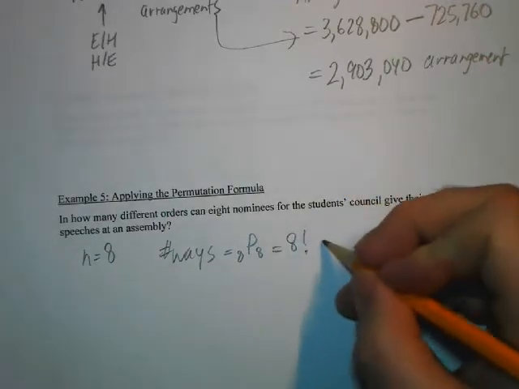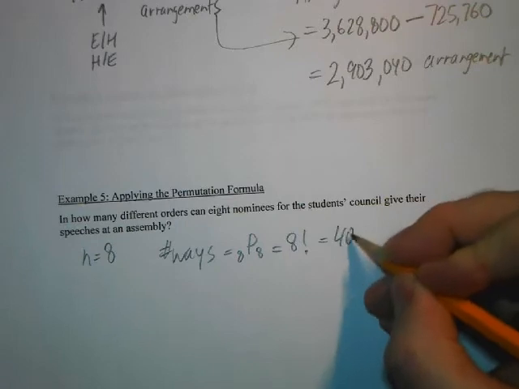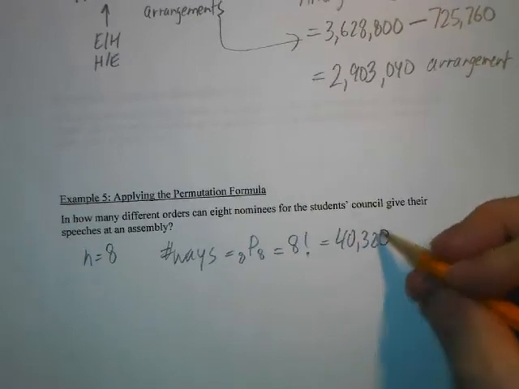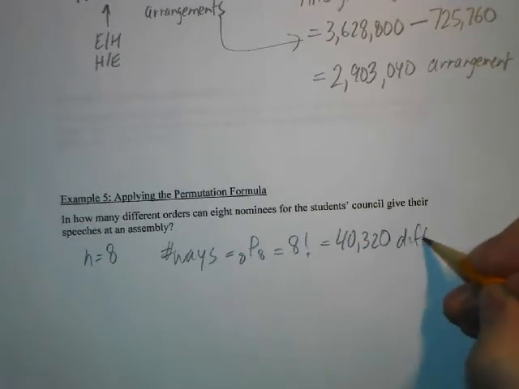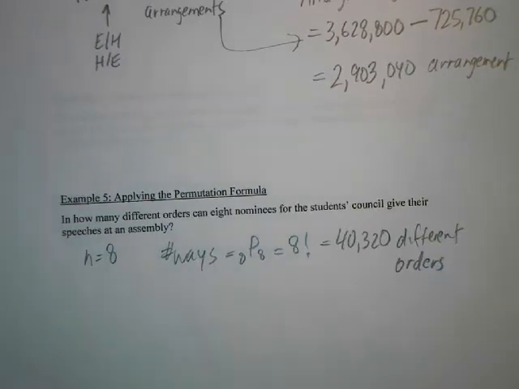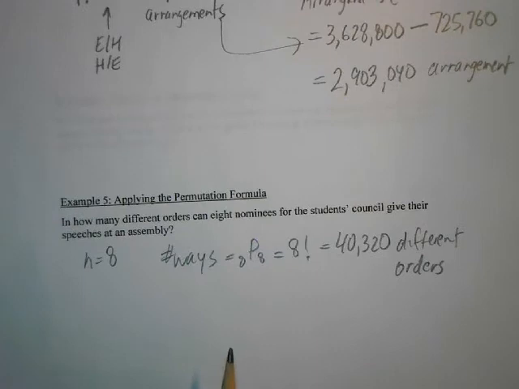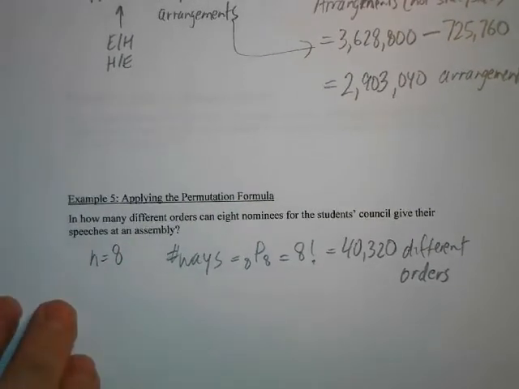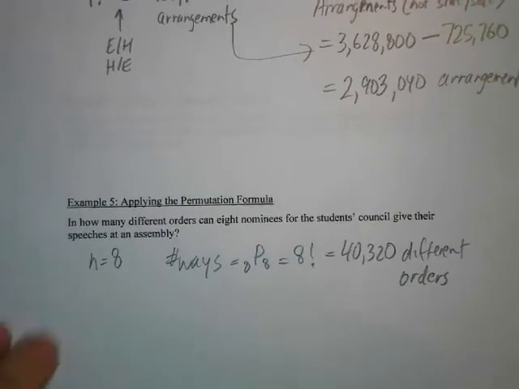So that is, I think we've seen this number before, 40,320 different orders. Okay, so hopefully this is quite a bit easier than the last one. It's fairly basic.